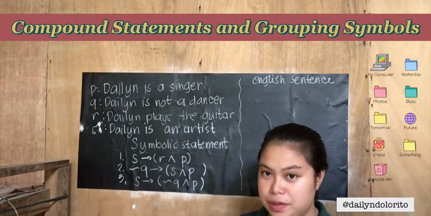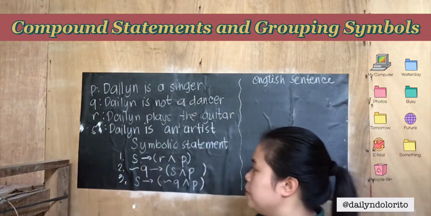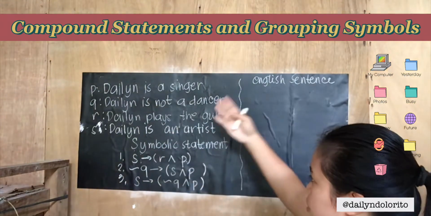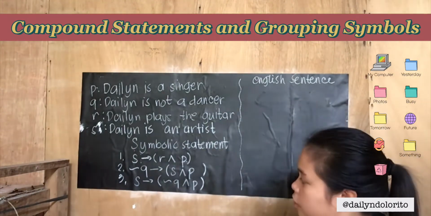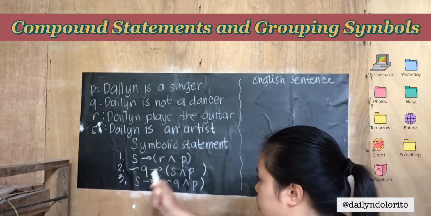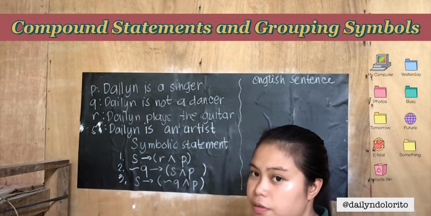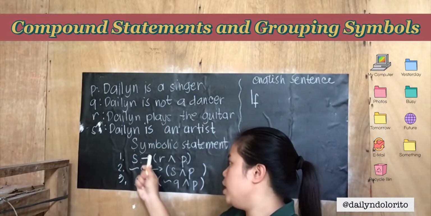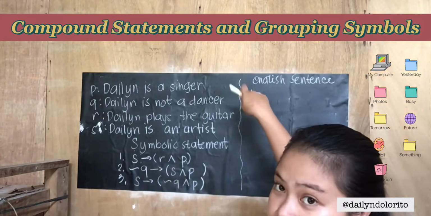Now we have our examples, these are the sentences and these are the symbolic statements, and we are going to base our answer on this one and write it here. So first we have S, R, and P. As I told you earlier, if we have an arrow, it is an if-then statement. Take note, if you have this arrow right here, this basically means an if-then statement. So first comes the if.